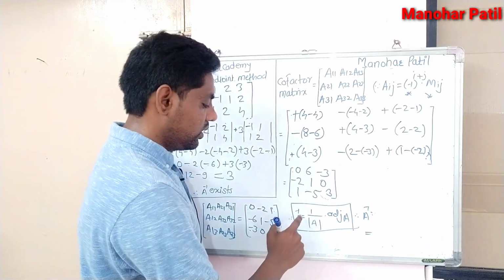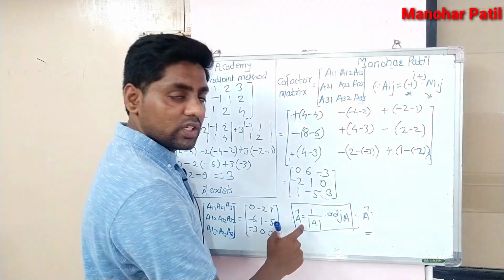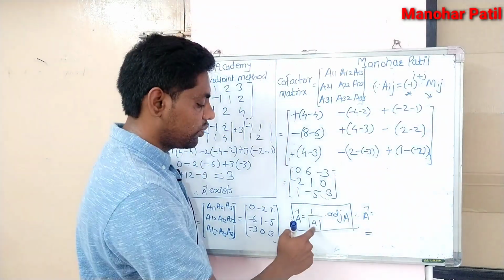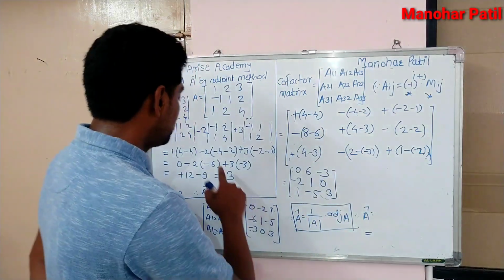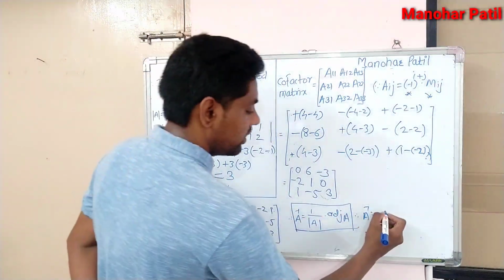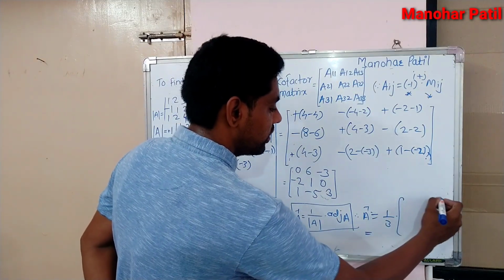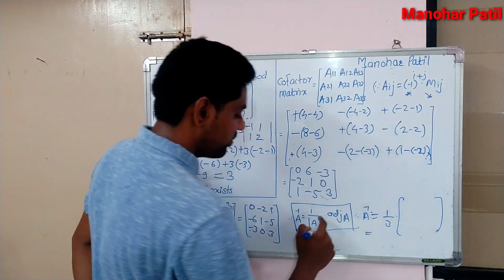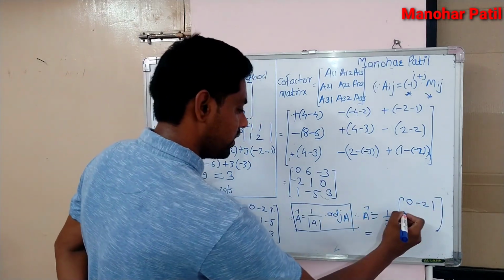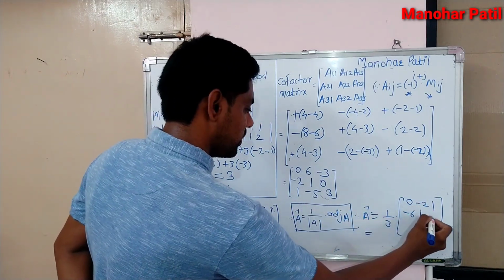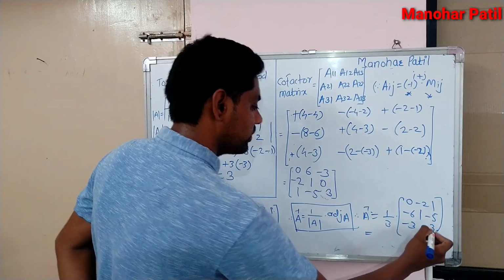Therefore we know that A inverse is found by using this formula. So A inverse is equal to 1 upon determinant of A into adjoint of A. So we know that the value of determinant is 3. So it is equal to 1 upon 3 into the adjoint matrix, which is 0 6 minus 3, minus 2 1 0, 1 minus 5 3.